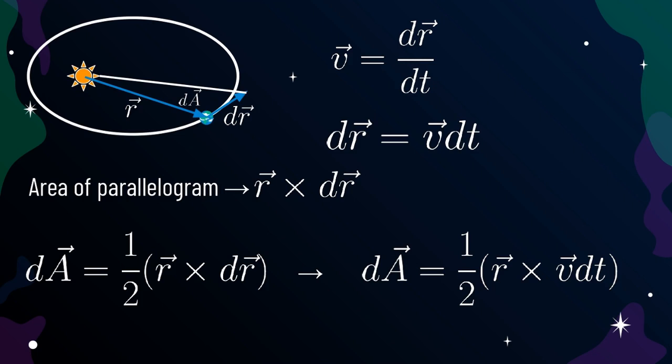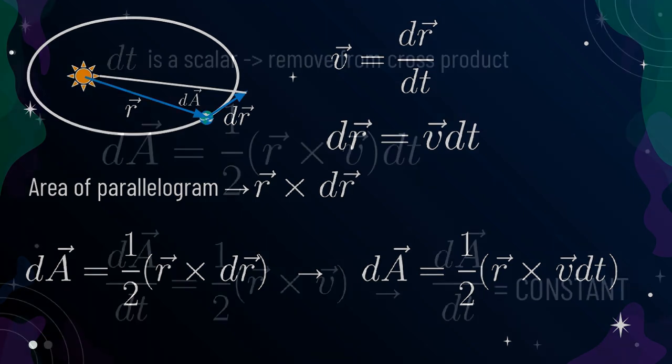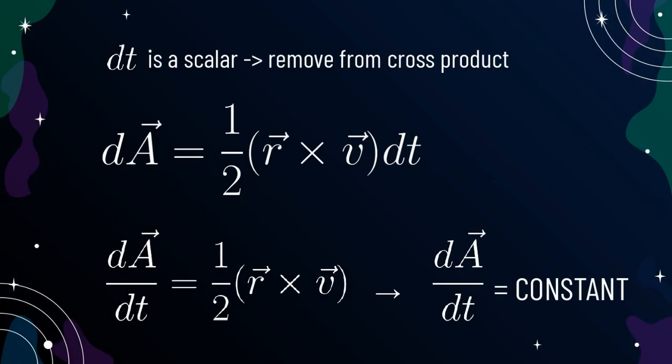With these equations, we can solve for dA. dA is the shape of half of a parallelogram. The area of a parallelogram is r cross displacement dr, so dA is equal to 1/2 times r cross displacement dr. Right before this step, we found that displacement dr equals v times dt. We can plug this into the dA equation, which will leave us with dA equals 1/2 times r cross v dt. Since dt is a scalar quantity, we can remove it from the cross product and divide it to the other side. This leaves us with a derivative with respect to time of the area swept out by the planet equal to 1/2 times r cross v.